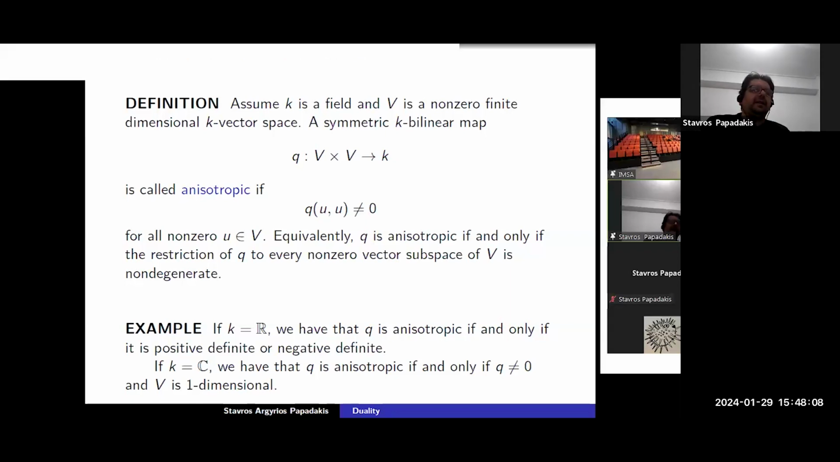Then, what happens over the complex numbers? Because the complex numbers is an algebraically closed field, there is only one anisotropic form. The form is anisotropic if and only if it is non-zero and V is one-dimensional. This says that over some fields, like the reals and the complex numbers, anisotropy is a rare property.